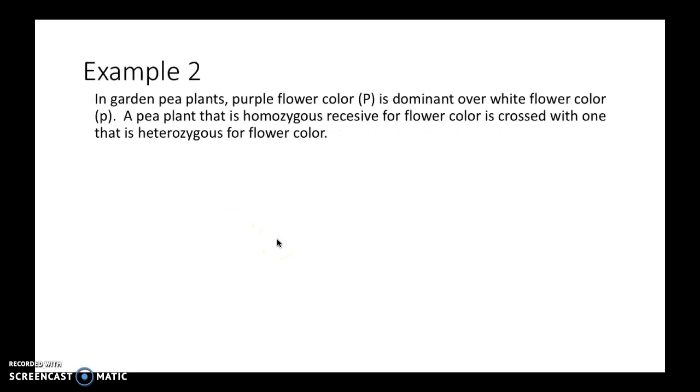On to our problem. New problem. In garden pea plants, purple flower color, capital P, is dominant over white flower color, lowercase p. A pea plant that is homozygous recessive for flower color is crossed with one that is heterozygous for flower color. I'd like you to pause the video here, take a second, and see if you can write down the steps that we're going to take to solve this problem. Can you remember them from the last video?